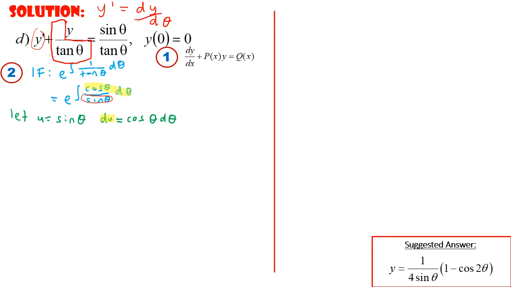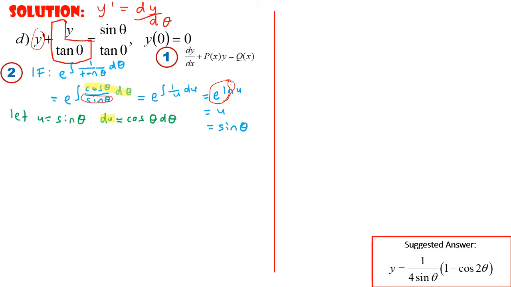Right. So next, change into u. So it will be 1 over u du. And then we will know that integrate 1 over u is ln u. And remember, as I mentioned in the previous example, when e and ln meet each other and there is nothing between e and ln, we can cancel out, leaving only u. So don't forget, lastly, substitute back u with sine theta.